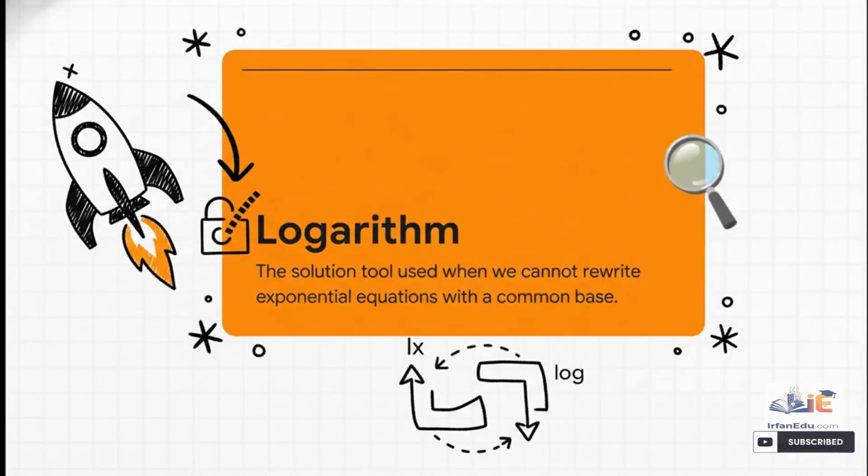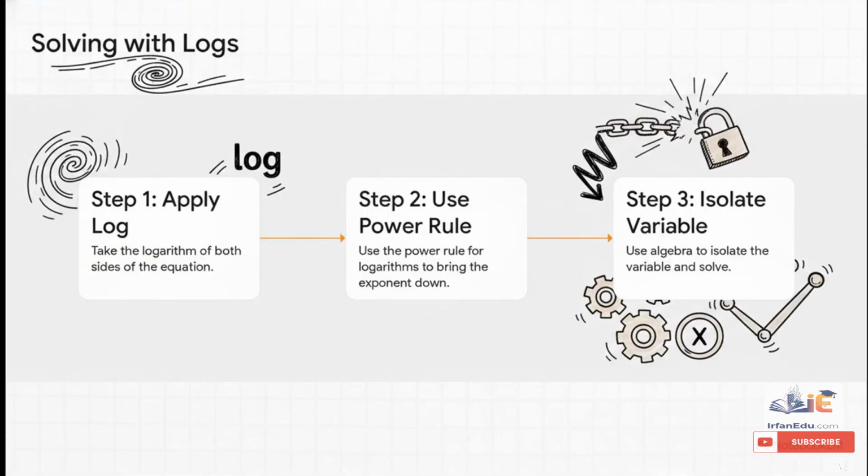This is where logarithms come in to save the day. And look, don't let that word intimidate you. A logarithm is just a tool that was designed for one very specific job, to get a variable out of an exponent. It's the inverse, the perfect opposite of raising something to a power. And the process is incredibly powerful. First, we just take the logarithm of both sides. Then comes the real magic trick. There's a special power rule that literally lets you grab that exponent and bring it down to the main level. And just like that, the variable's freed, and it becomes a simple algebra problem that you already know how to solve.